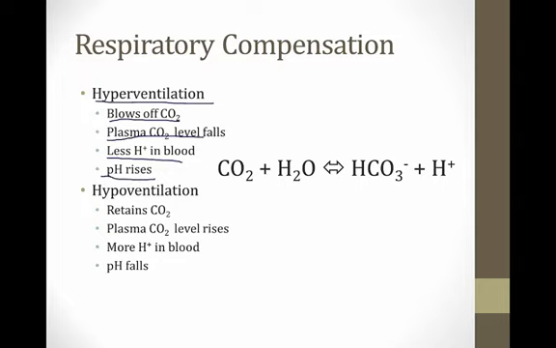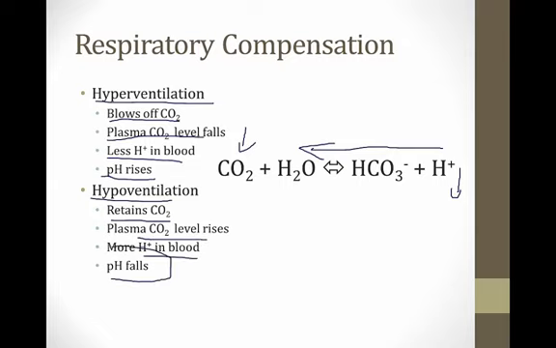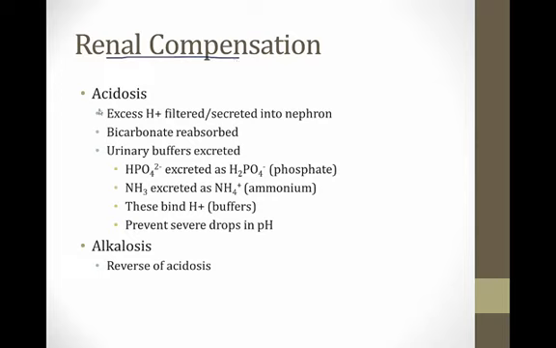And this all makes easy sense if you just remember this equation. When the CO2 level falls from hyperventilation, it drives the equation this way, and that will tend to lower the H plus concentration. Hypoventilation does the reverse. The lungs will retain CO2, the plasma CO2 level will rise, there'll be more H plus in the blood, and the pH will fall. Renal compensation is a bit more complicated.